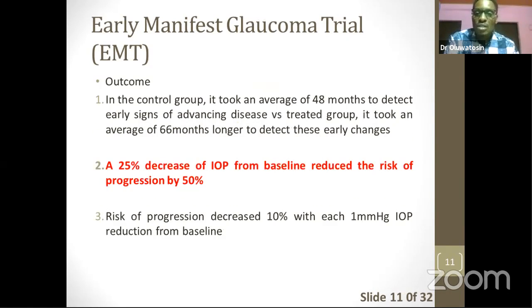The outcome of this study: in the control group, it took an average of 48 months to detect early signs of advancing disease, against the treatment group, which took an average of 66 months to detect the early signs of the disease. A 25% decrease of intraocular pressure from baseline reduced the risk of progression by 50%. That's part of their findings in the study. Also, the risk of progression decreased 10% with each 1 millimeter mercury IOP reduction from the baseline.